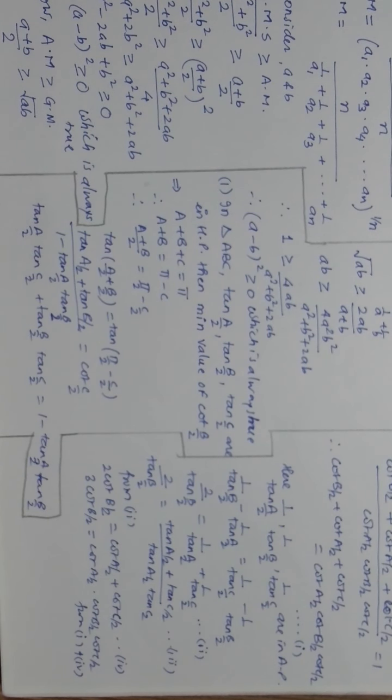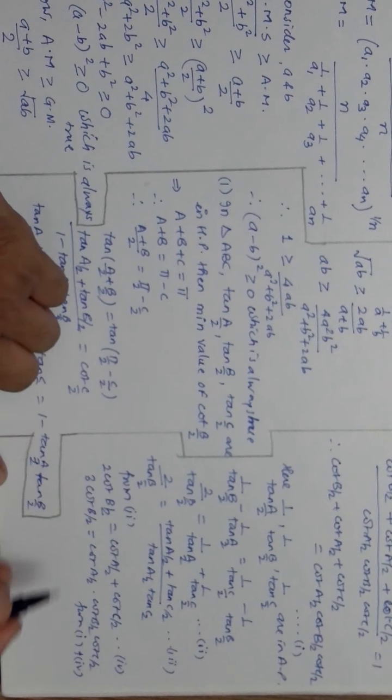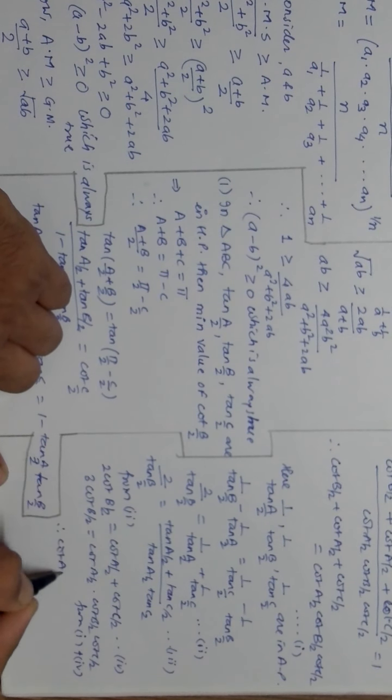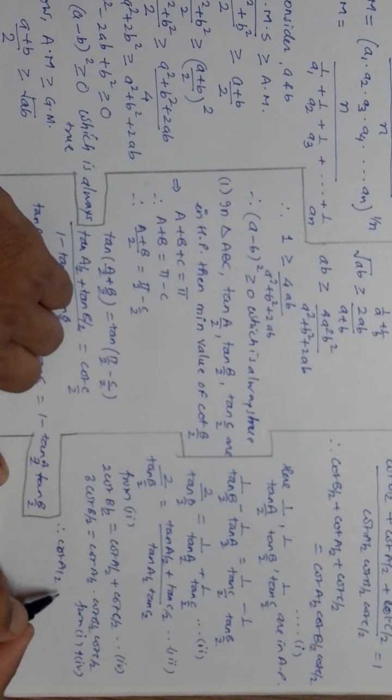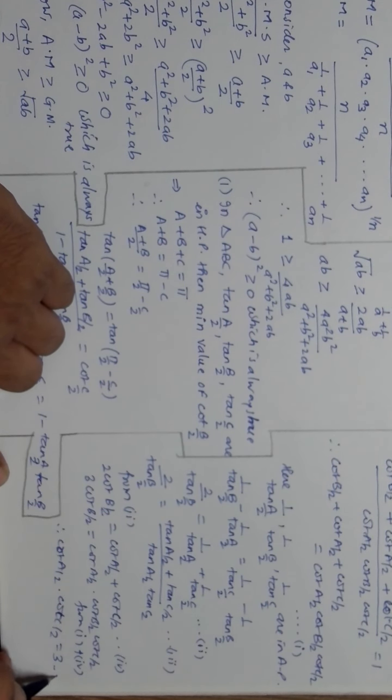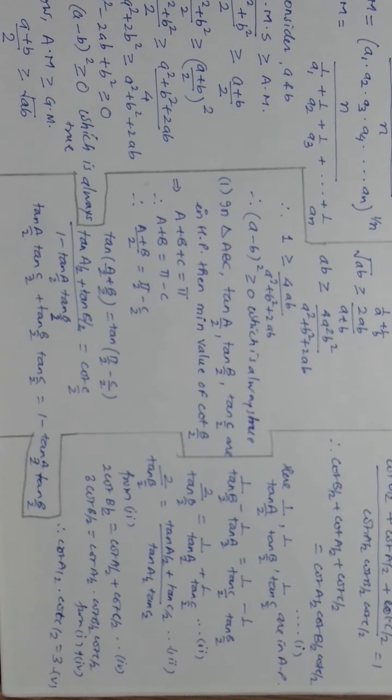Right? So obviously, cot B by 2 being a positive number, you can divide it off, or you can take it common. Even if you take it common, cot B by 2 equal to 0 is not possible. So you will obviously get 3 minus cot A by 2 into cot C by 2 is equal to 0. That means cot A by 2 into cot C by 2 is equal to 3. Now this is a very important relationship which I got. Now I have a relationship between cot A by 2 and cot C by 2.